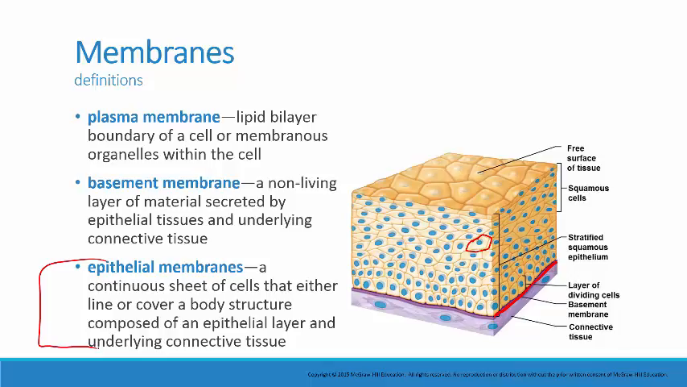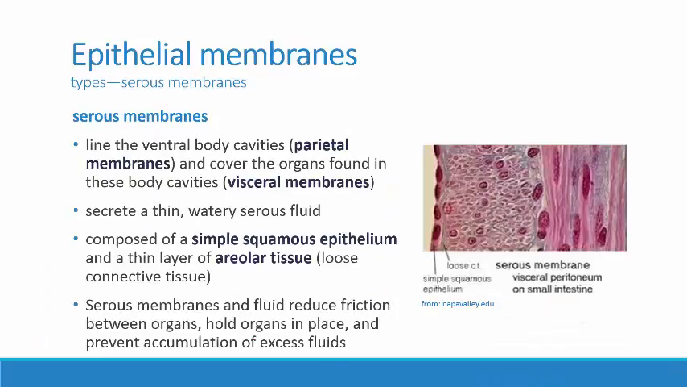Epithelial membranes are a continuous sheet of cells, either a simple epithelium or a stratified epithelium, composed of this epithelial layer and then the underlying connective tissue that supports it. So that's what an epithelial membrane is. And serous membranes are one kind of epithelial membrane.